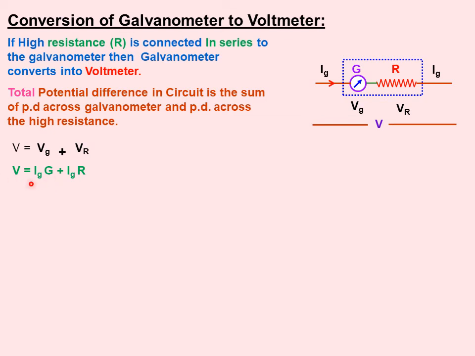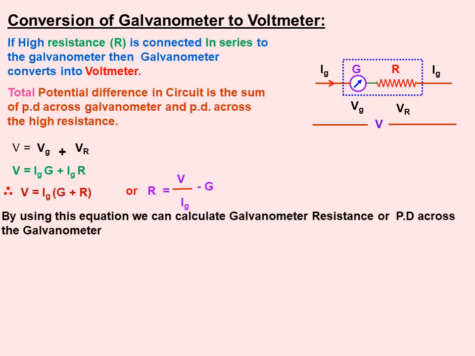So Ig we will take outside as common from this equation, so the total potential difference across this voltmeter will be V = Ig(G + R), and using this equation we can calculate the potential difference or voltage. And as I said in the previous slide also, we can convert this equation as per our demand and find each and everything, that is R, the high resistance connected in series, the potential difference, the current across the galvanometer and the resistance of the galvanometer. So by using this equation we can calculate the galvanometer resistance or the potential difference across the galvanometer.